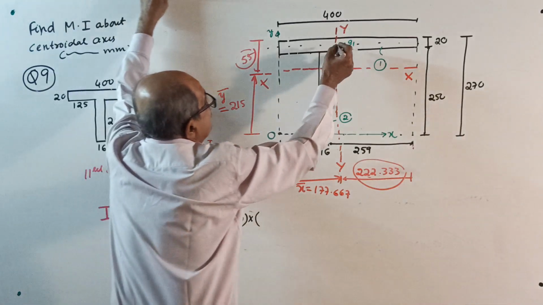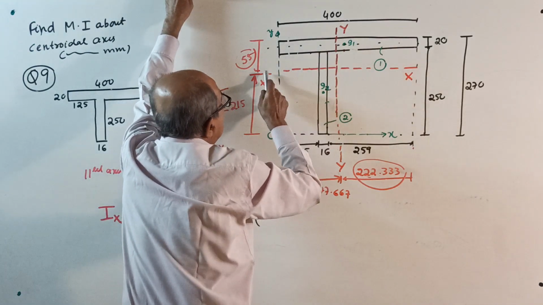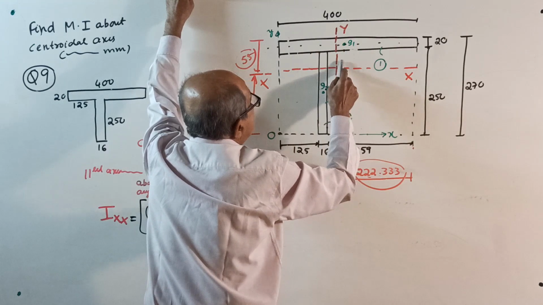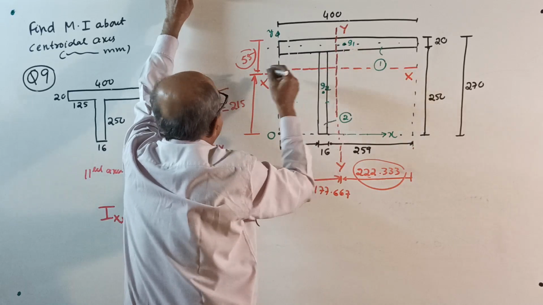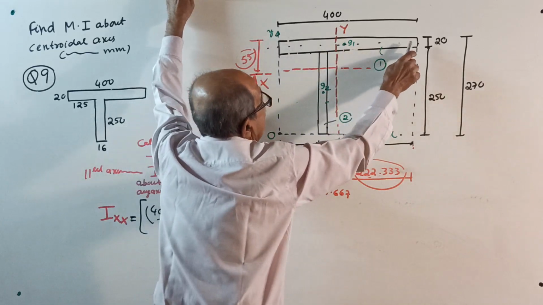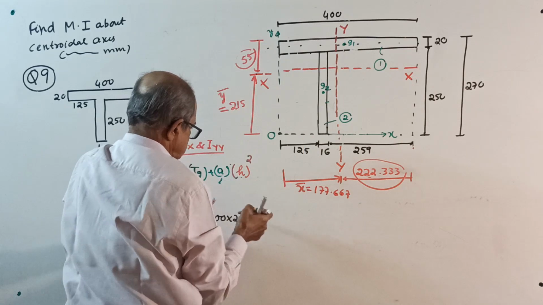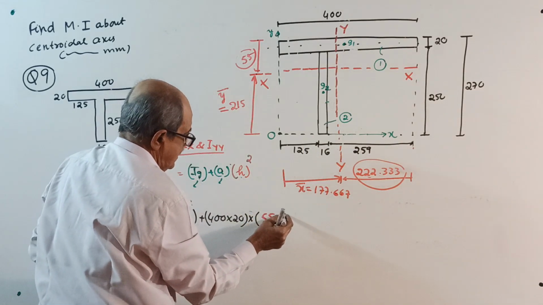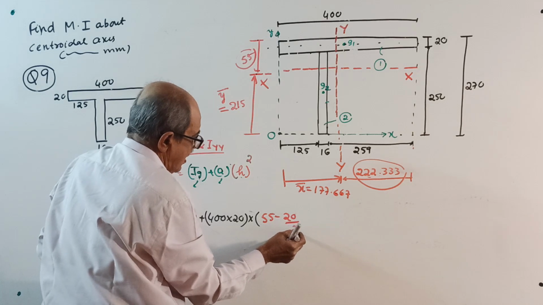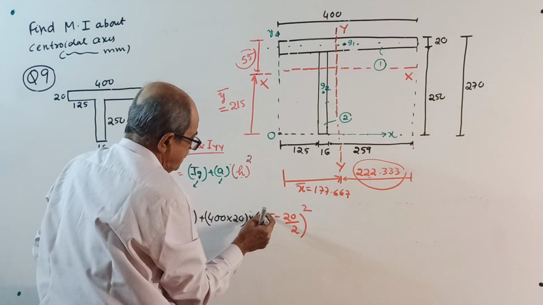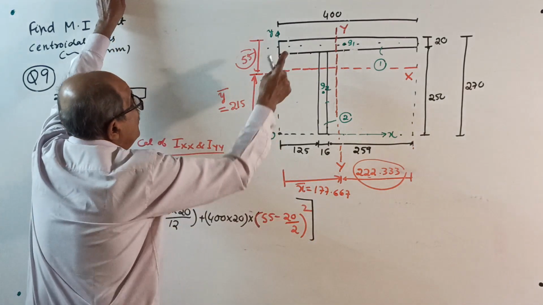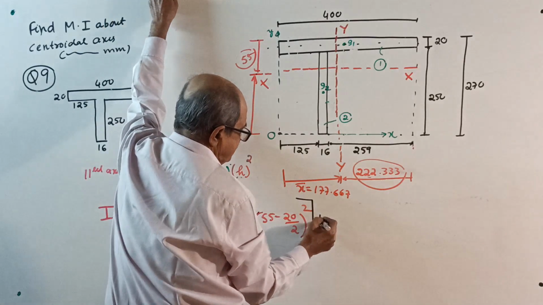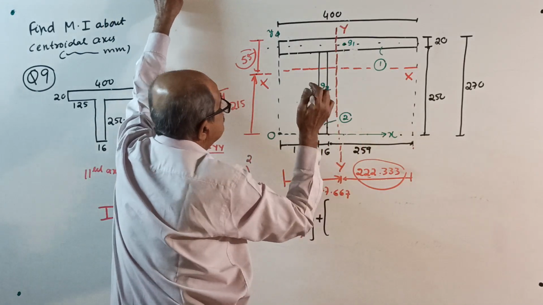Into the distance from centroid of that component to x axis, this distance square. See, from here to here, perpendicular distance square is 55 minus half of 20. The last number, h square, is the most important square. This will give I about xx for figure number 1, then plus for figure number 2.